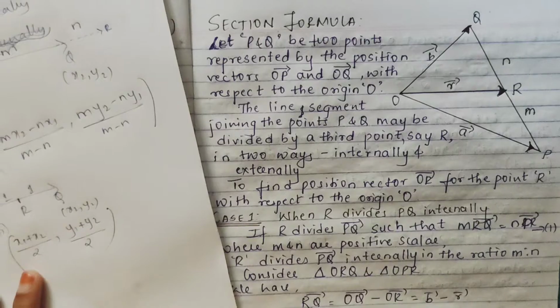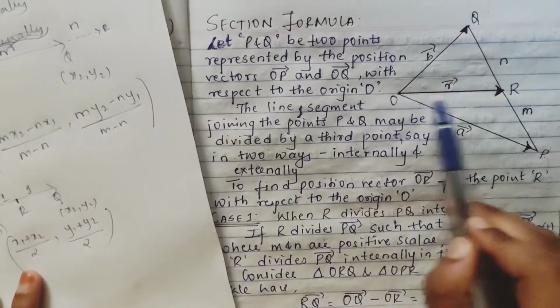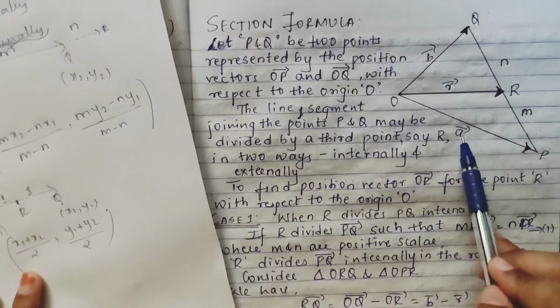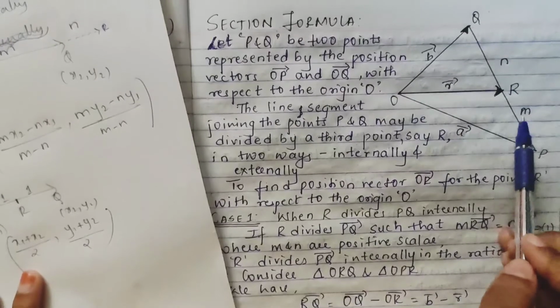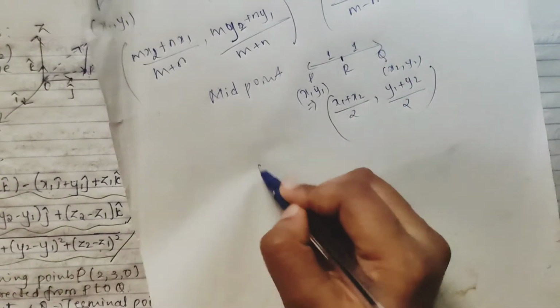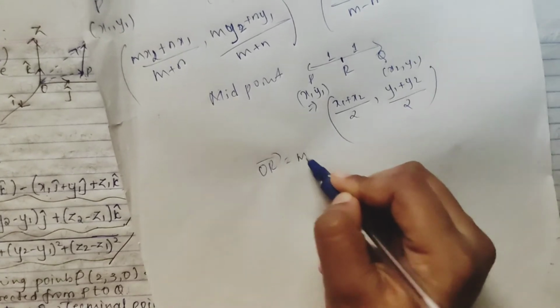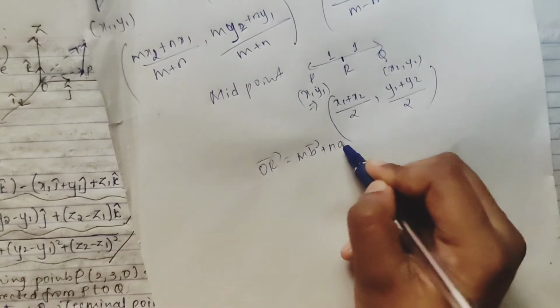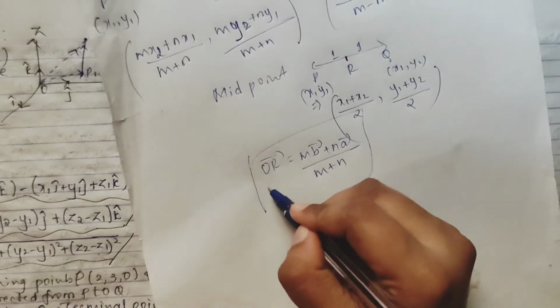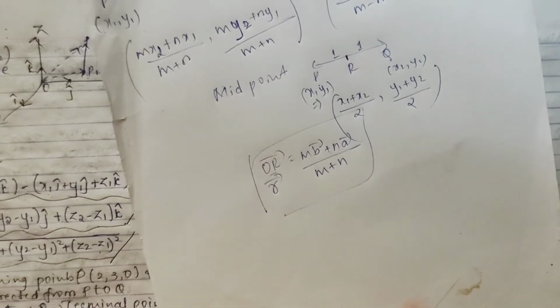So how will it be? And here for what do I have to find? I have to find the position vector. So for this it will be (m b plus n a) whole divided by m plus n. Internally, for OR, vector OR will be (m vector b plus n vector a) whole divided by m plus n. Your vector OR is what? R vector, right? This is the R vector.